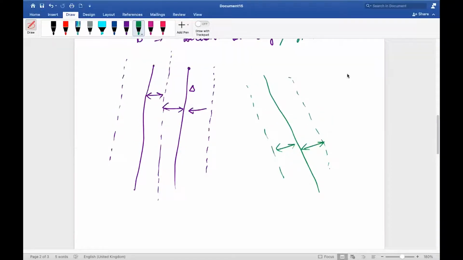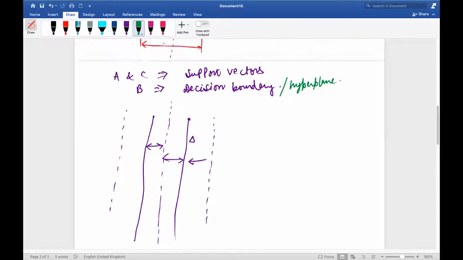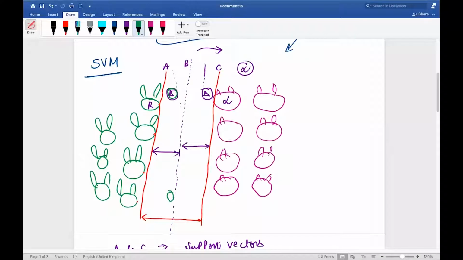Like the dotted line is called the support vector and the center line is called the decision boundary. Don't go by that. I will confuse you sometimes when I draw. I drew a dotted line here and a full line here, so do not go by that concept. This is my decision boundary in green, okay? And in red, we have our support vectors, right?